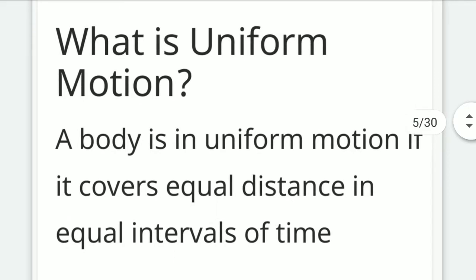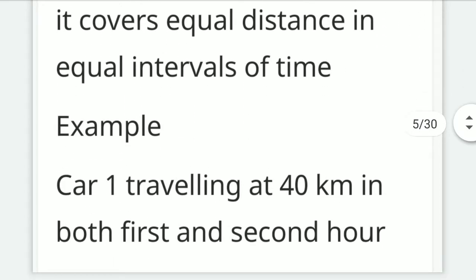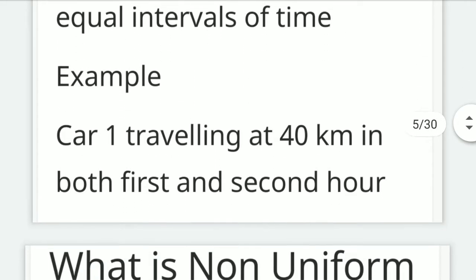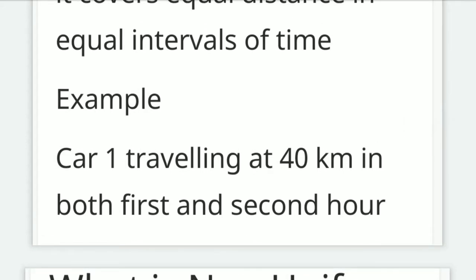What is uniform motion? A body is in uniform motion if it covers equal distance in equal intervals of time. This is called uniform motion. In this example, car 1 covers 40 km in the first hour and 40 km in the second hour, and therefore car 1 covers a total of 80 km distance in 2 hours. This is uniform motion. Car 1 is traveling 40 km in both the first and second hour.